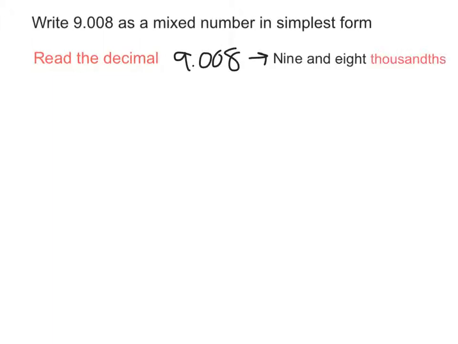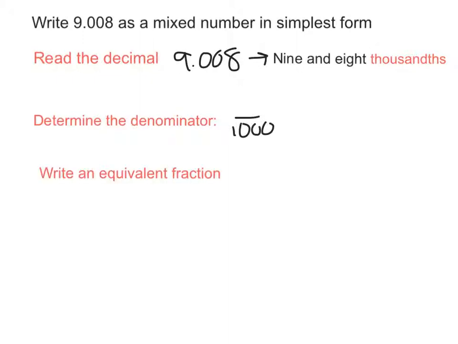Now, how do we write 9.008 as a mixed number in simplest form? Well, first we have to read the decimal. 9.008 is read as 9 and 8 thousandths, which gives us our denominator of 1,000. So now we write an equivalent fraction. We know that our denominator is 1,000, and here it tells us that our numerator is going to be 8.